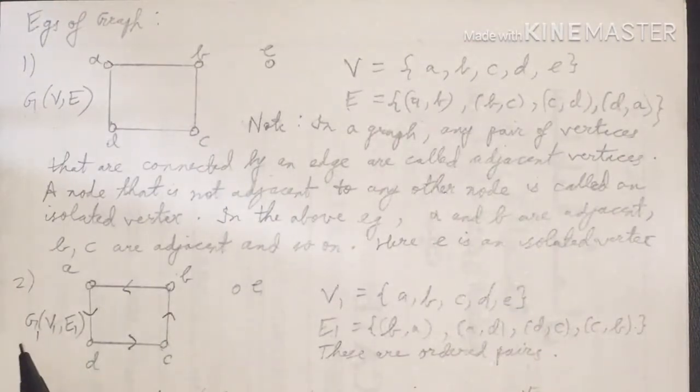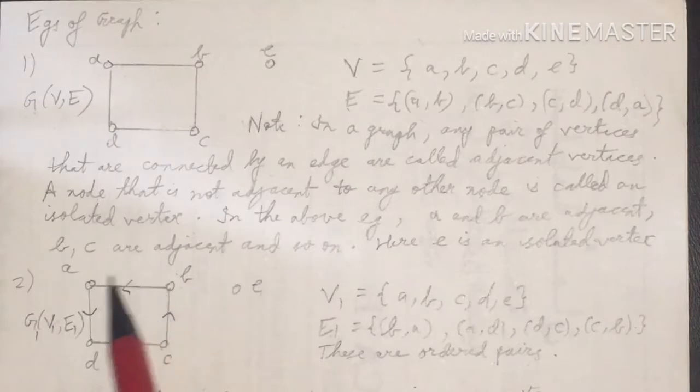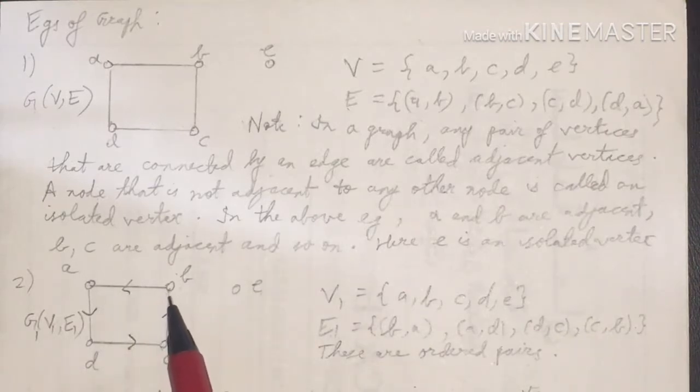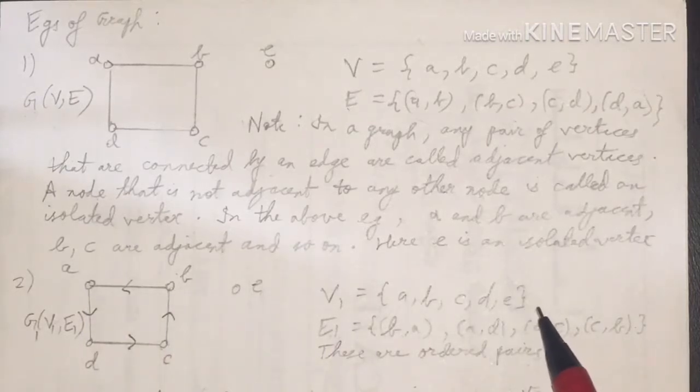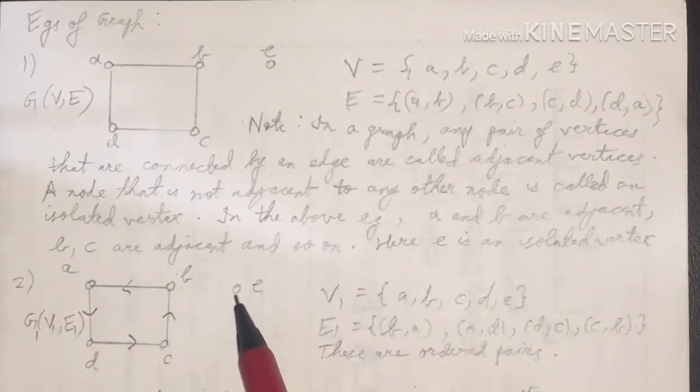This is a graph G1 with vertex set V1 and edge set E1. The vertices are A, B, C, D and E. The edges are (B, A), (D, D), (C, D) and (C, B). These are ordered pairs. Note that this is a directed graph, hence the order is important. (B, A) and (A, B) do not mean the same thing. As in the above example, vertex E is an isolated vertex.